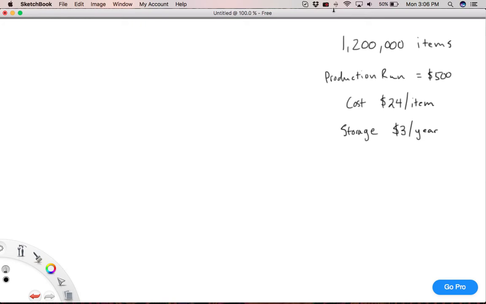Okay, because we have the keyword minimized, that means we're going to be finding the derivative. And we're going to be setting that derivative equal to 0 and then solving for x. Okay, so the first thing that we need to do is figure out what is the formula for the total cost.